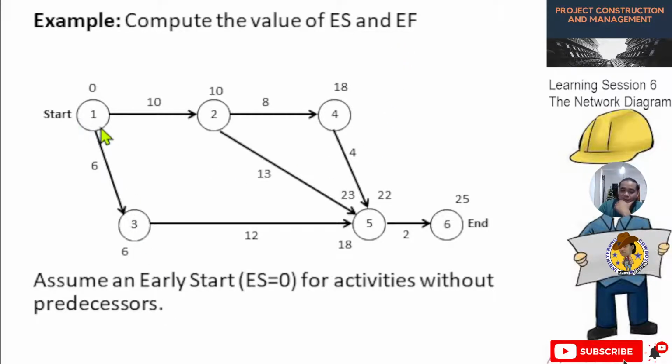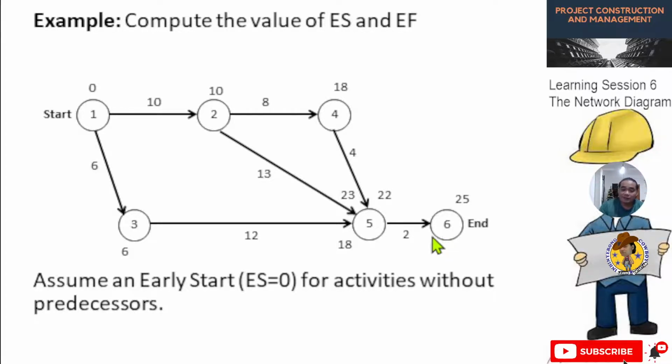So we have start. This is node 1 to 3, node 1 to 2. So these are the starting activities. We have 10 days for 1 to 2 and 6 days for 1 to 3. Then after that, 2 to 4 follows. And another activity that follows 2 is 2 to 5. Then 3 to 5, then 5 to 6. Okay, so let's solve this one.